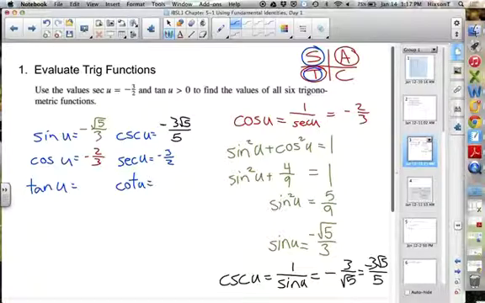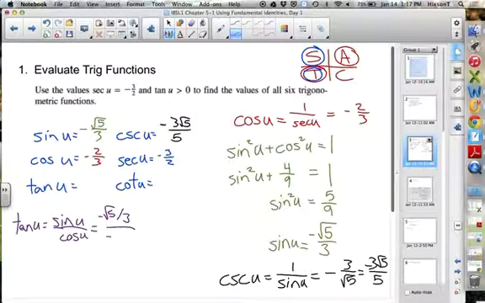So how might we finish the rest here? Okay, we've got quotient identities. Alright, again, think through how what we're looking for and what we already know relate to each other. And there's actually two ways you could do this one. Probably the simplest is sine over cosine. Okay, tangent of u is sine u over cosine u. Alright, so negative root 5 over 3 divided by negative 2/3. Okay, yeah, the negatives cancel out, the thirds cancel out, and you have root 5 over 2 for our tangent.